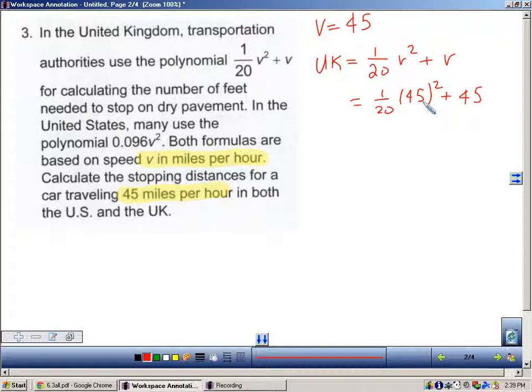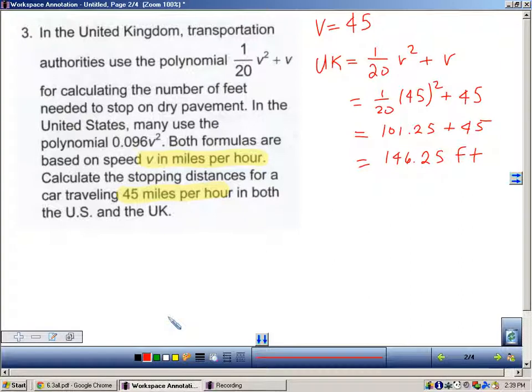So 45 squared divided by 20 is 101.25. Add 45 to that, and we end up with 146.25. Now this is the amount of feet that is required to stop if you're traveling 45 miles an hour in the UK.